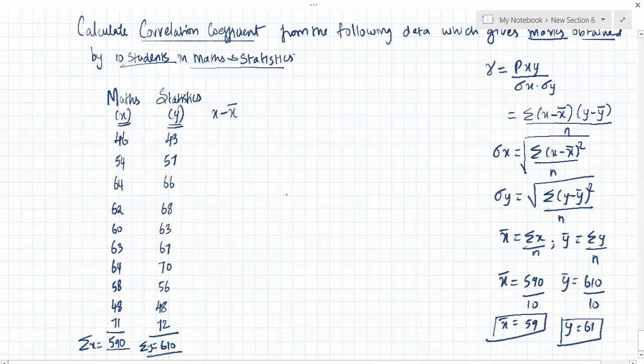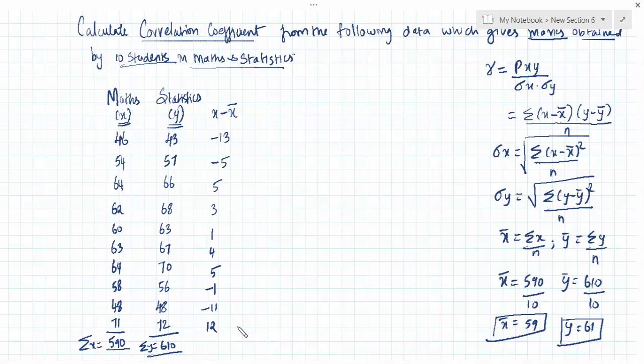That is 46 minus 59, which is minus 13. 54 minus 59 is minus 5. 64 minus 59 is 5. In this way, we have to compute for each and every case, and it is like this. It goes to 3, 1, then 4, 5, minus 1, minus 11, and 12. So this is our x minus x bar.